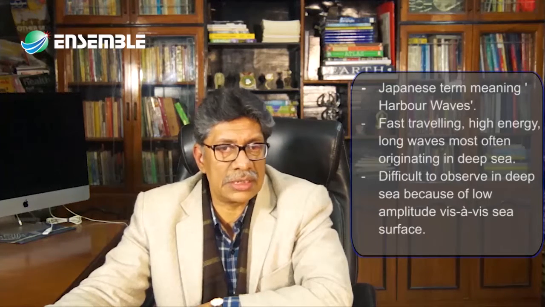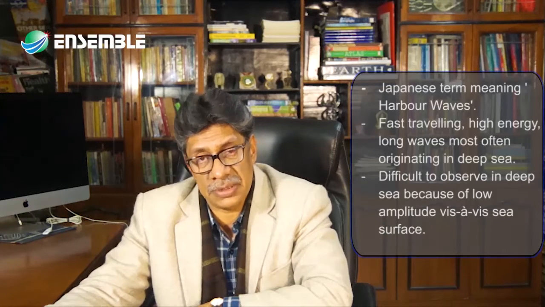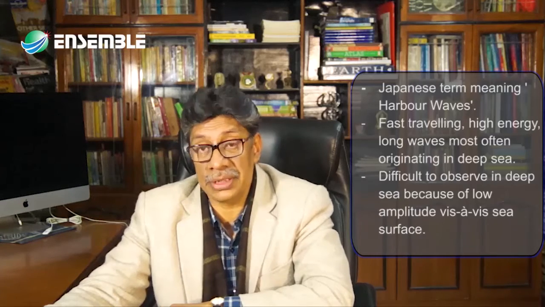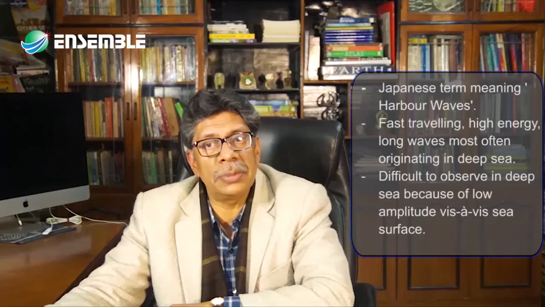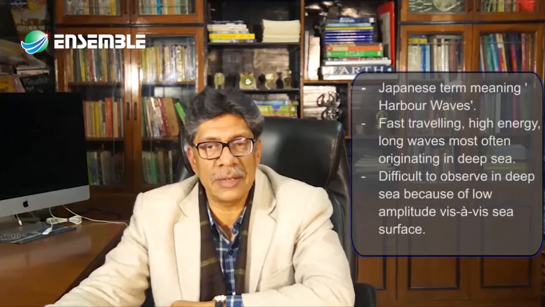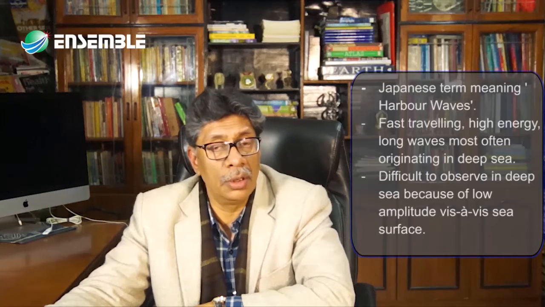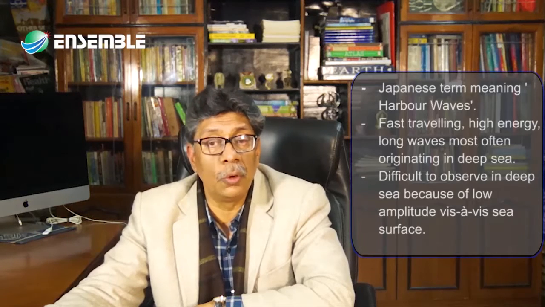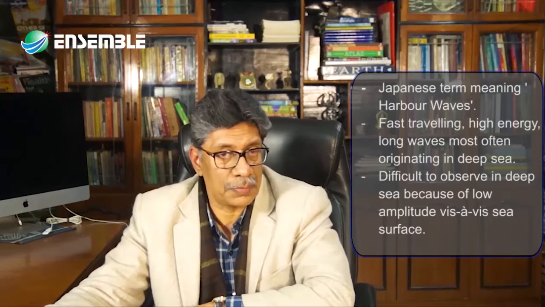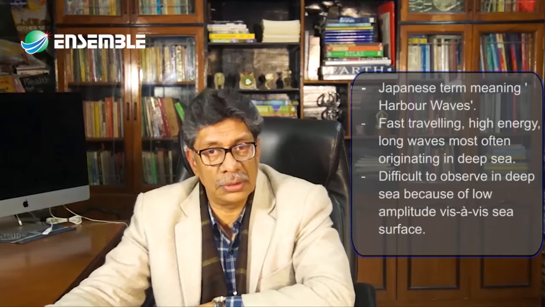Effectively, it's fast traveling, high energy, long waves, most often originating in the deep sea. Fast traveling means it is traveling at a very fast speed. High energy means the amount of energy is very high. And then it is associated with long waves. Long waves means the crest and trough of these waves are of a very long dimension. That means between two crests, the distance can be something like 1,000 kilometers. Most often they originate in the deep sea.